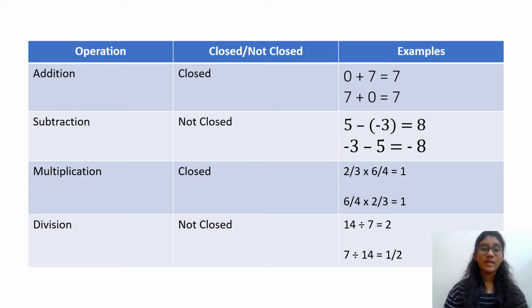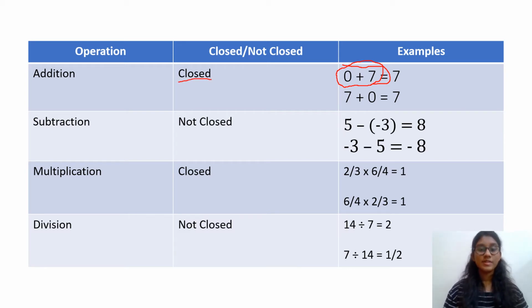First, let us look at it for addition. The examples I have given here are 0 plus 7 and 7 plus 0. Even though we interchange the places of 0 and 7, the final sum remains 7. This proves that addition is closed under the commutative property.